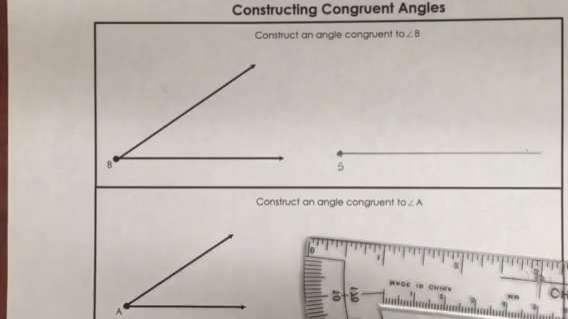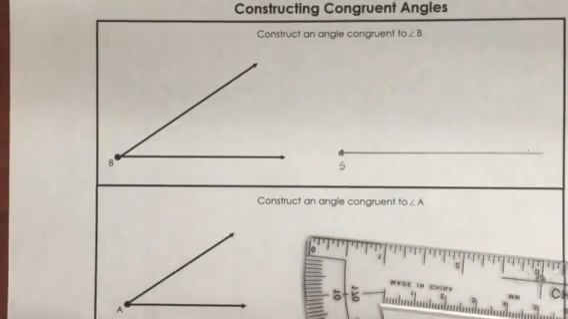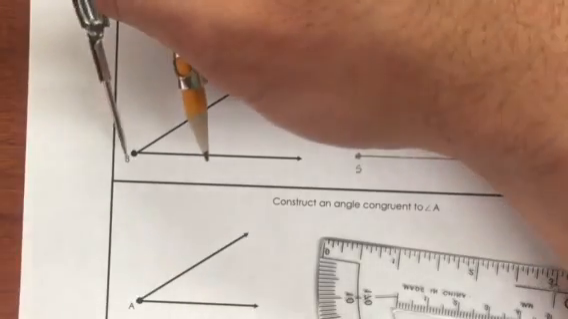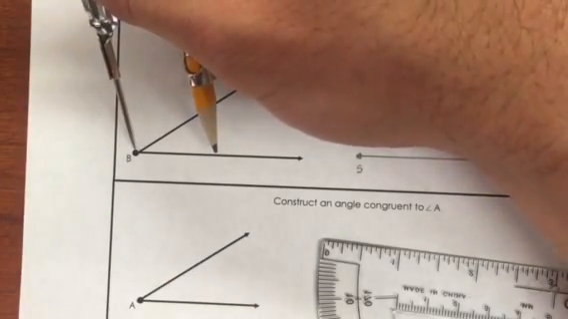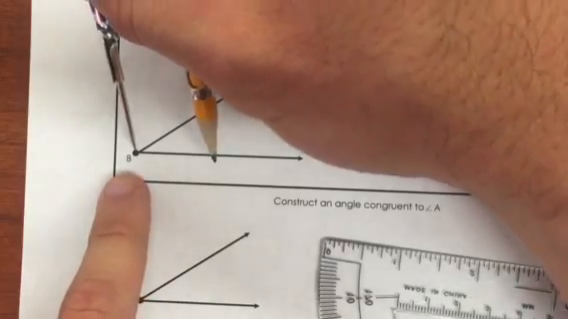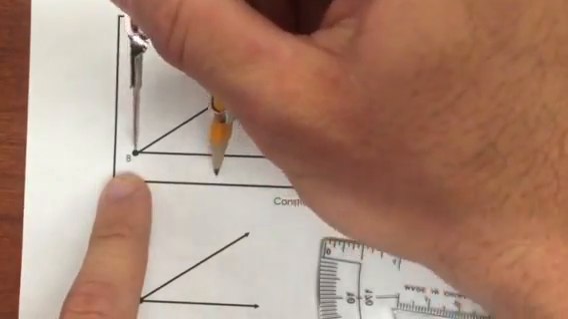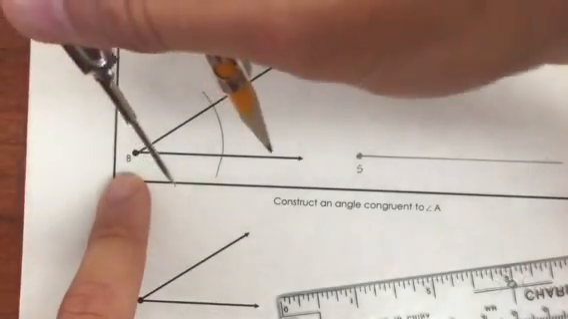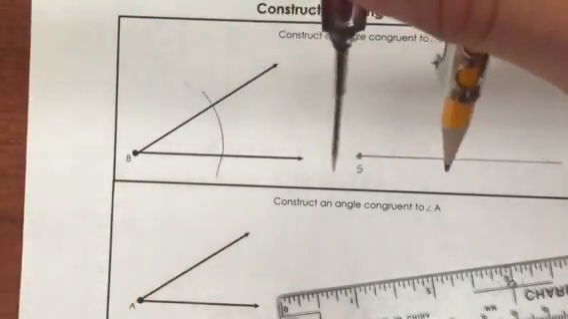Okay? Now, step 2, what you're going to do is put your compass on this point. See the pointy part of this compass goes on the point, and you're just going to draw a little arc like that. Okay? Now, once again, it might be easy to move the paper. Do it how you feel comfortable.